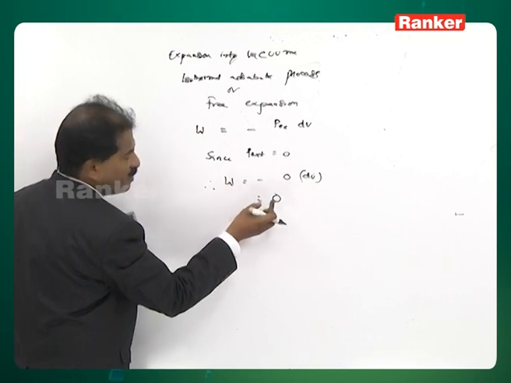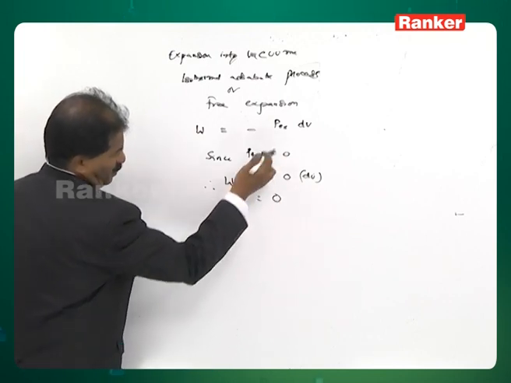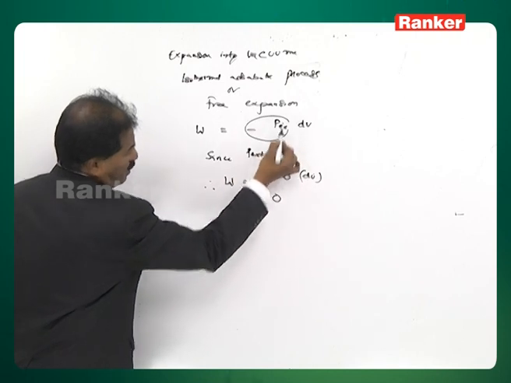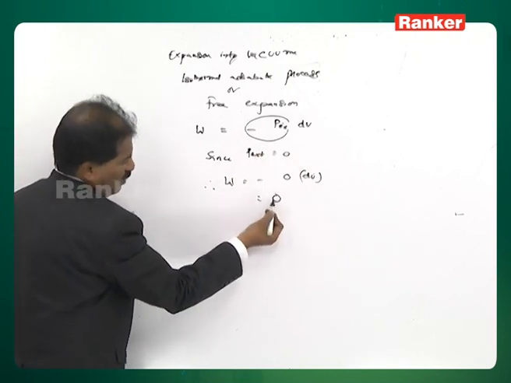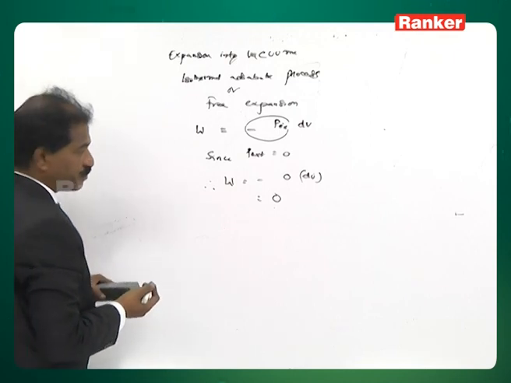Why has the work done by the gas become 0? Because the magnitude of the external force is 0. That's why the work involved in this process is 0.